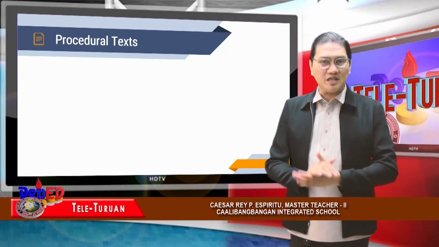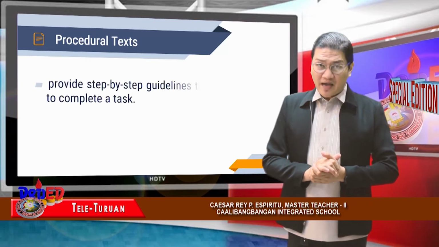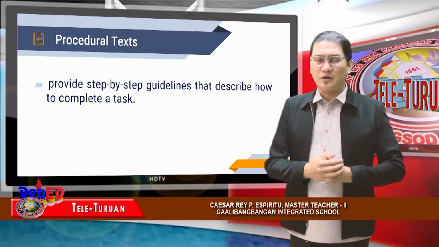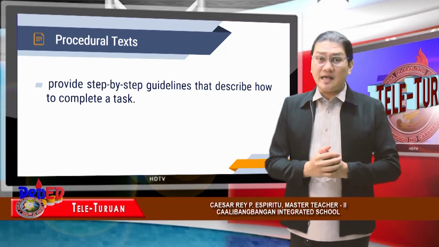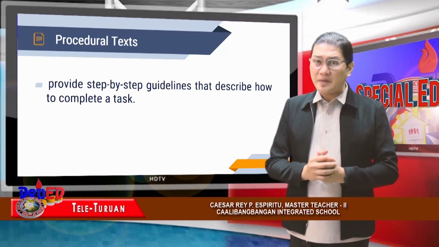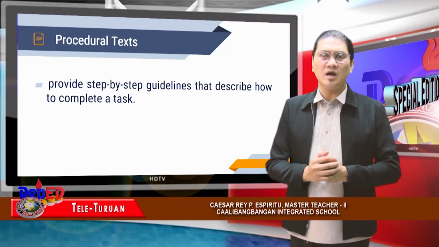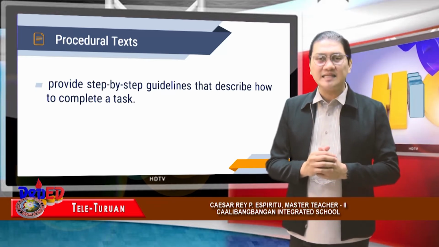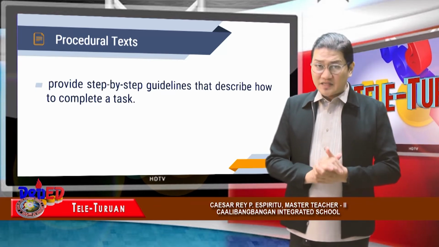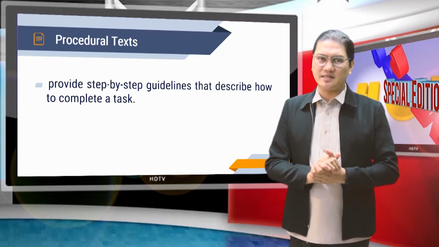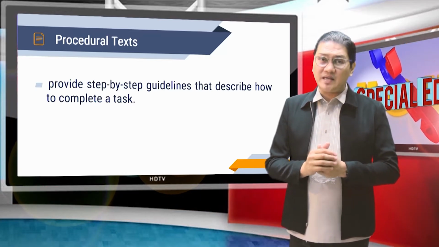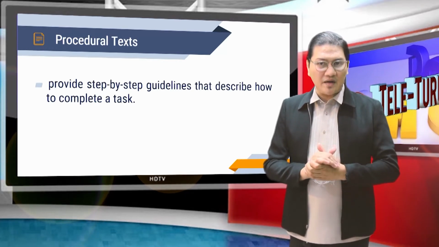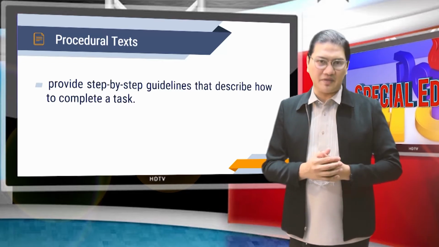Third, procedural text provides step-by-step guidelines that describe how to complete a task. It instructs your audience on how to complete a specific task. Procedural writing is also referred to as a process analysis essay. It gives step-by-step instructions. A procedural text is a written instruction that has the main purpose to tell the reader how to make or do something.